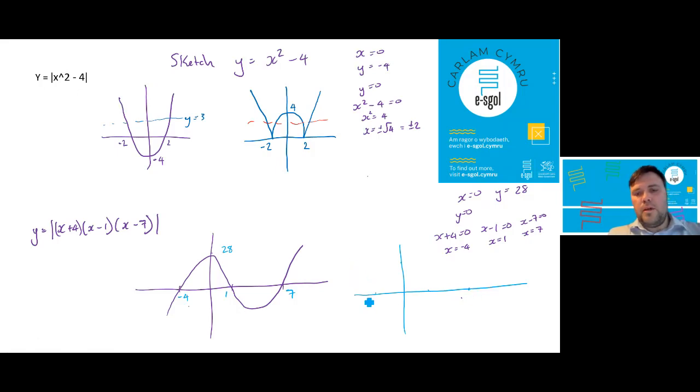So it'll come from here and then bounce up and then bounce up and then go off. So that would be the modulus of the qubit.